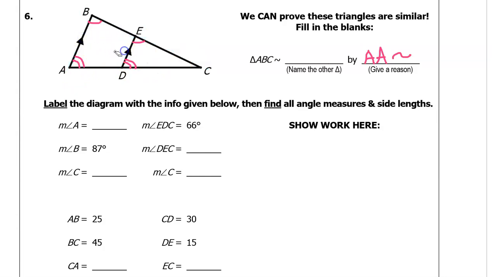Okay, so either way, we have angle-angle similarity. And now we can say that triangle ABC is similar to triangle DEC.